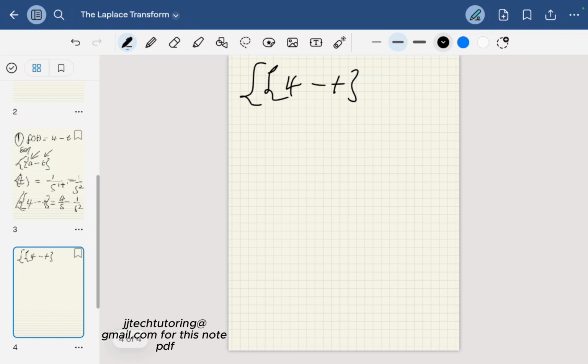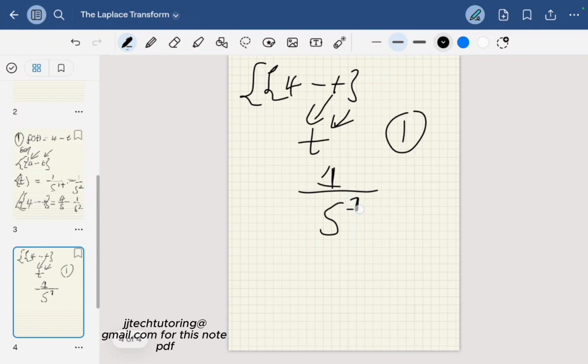Now we're going to do it properly, right? When you are finding the Laplace transform of t, you have to look at the exponent of t. What is the exponent of t? It's 1, right? That means we have to put it in the numerator. Divided by s to the exponent, which is 1, then we have to add 1. Adding 1 is the rule. So s squared. This is the Laplace transform of t.